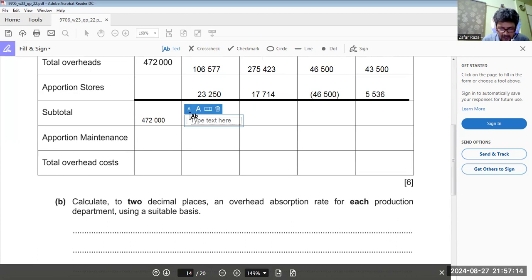106,557. 106,577 plus 23,250 is 129,827. Here, 275,423 plus 17,714 is 293,137.